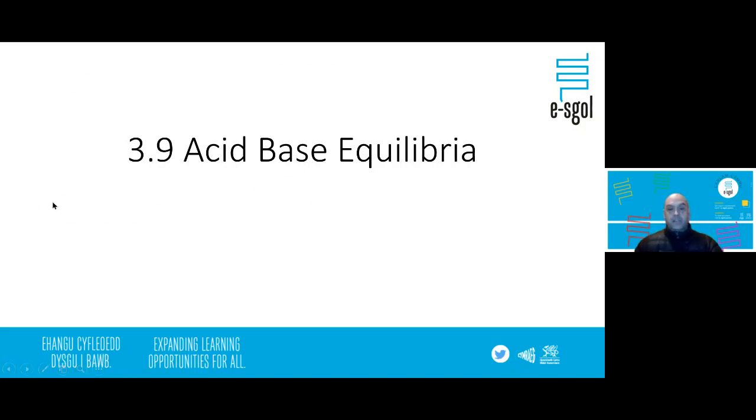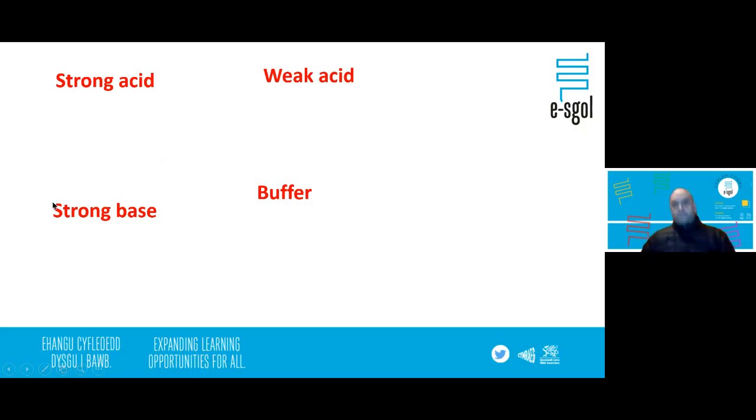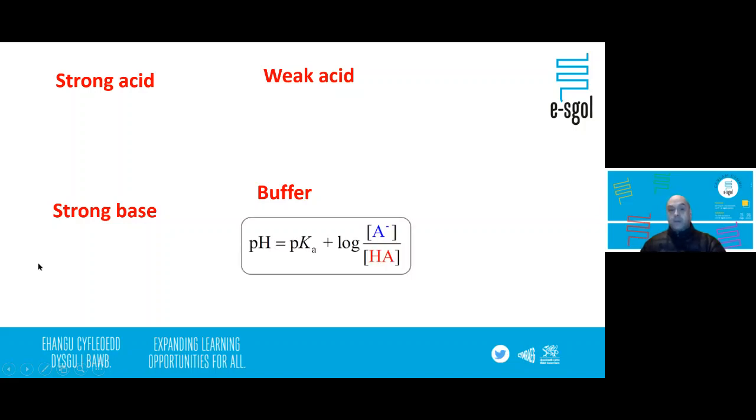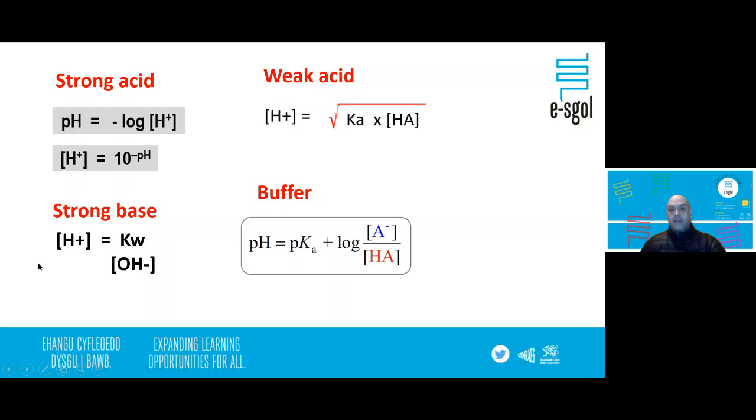So let's get started. What I've done here is a summary of the calculations that you need to be good with. I'm obviously going to go through the PowerPoint and show you how they're derived and how we use them. But I thought we'd have these up here for you. These are all the formulas you're going to need to be able to use and manipulate, and I've got this one here as well for buffers. So we'll have a look at these today.